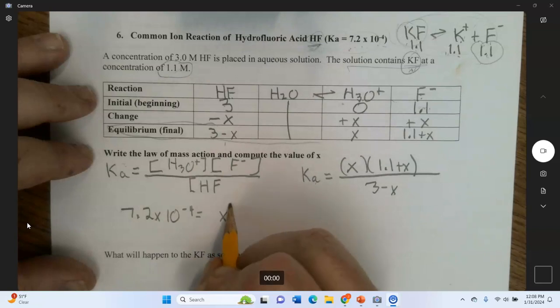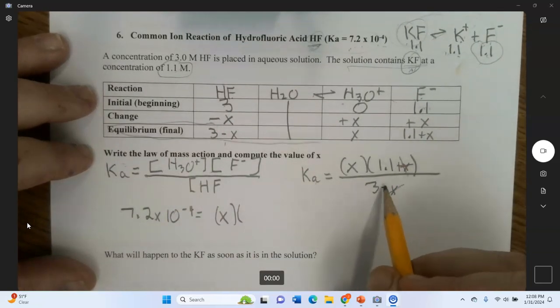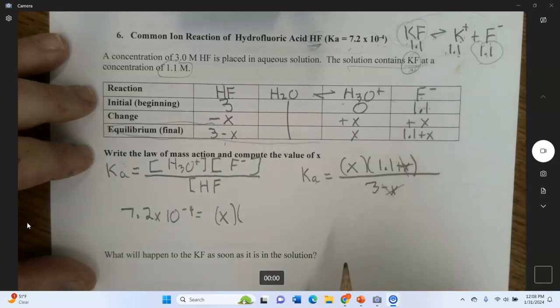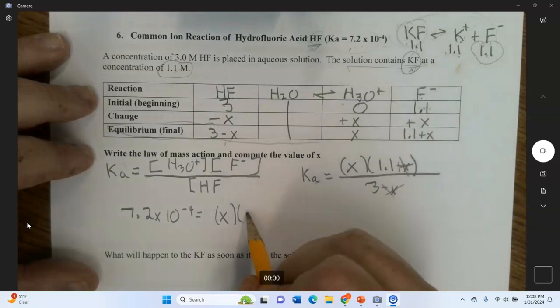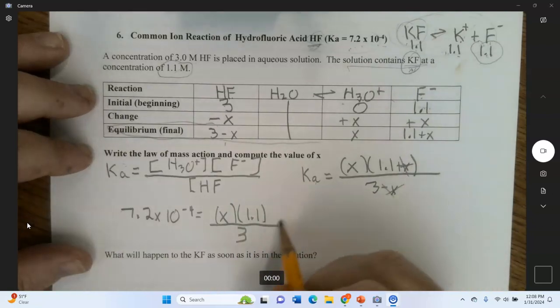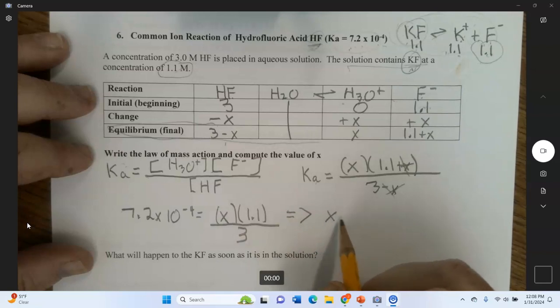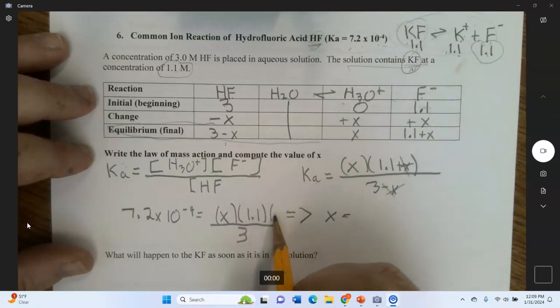So it's x times, now we're going to eliminate both of these x's, the one on the top and the one on the bottom. Any addition, subtraction, you can eliminate the x if it's very small. So it's x times 1.1 over 3. Okay, so I'm going to come over here, and it's going to be x equals, I'm going to multiply both sides by 3.